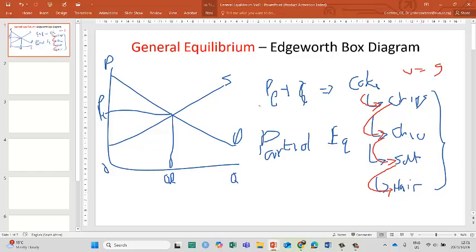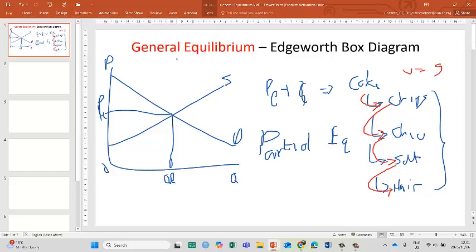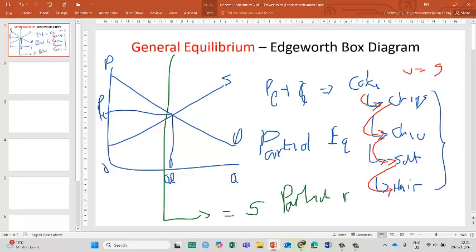Okay. So in this case, general equilibrium is equal to 5 partial equilibriums.